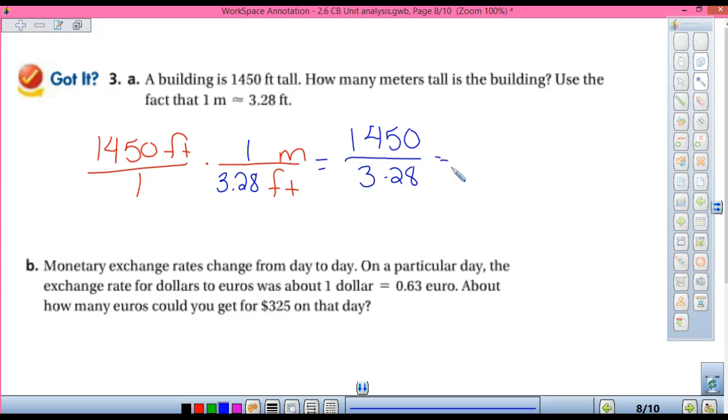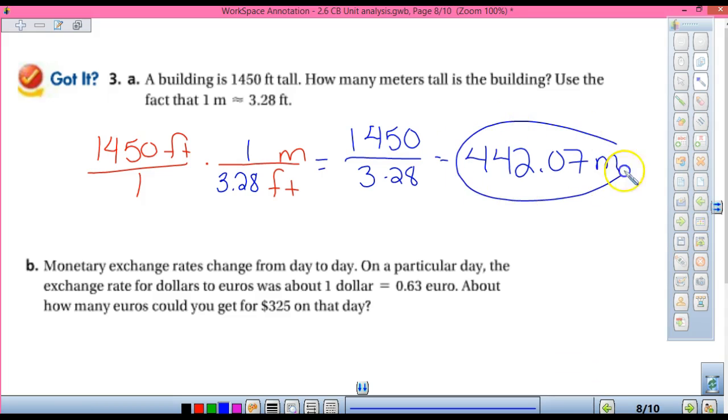To do that, punch it into your calculator. 442.07 what? Meters. We just converted it into meters. I want you to round it to 2 decimal places. Always go 2 decimal places.